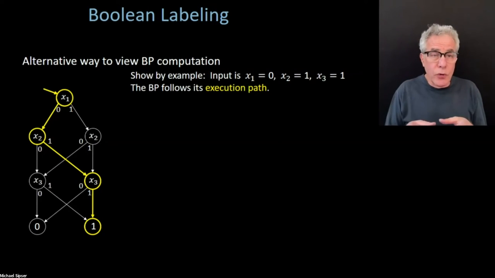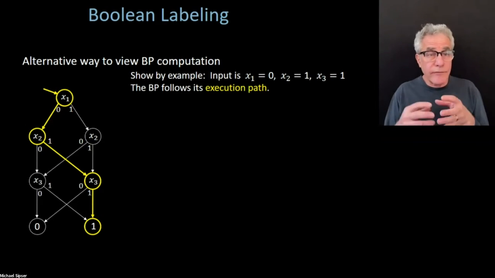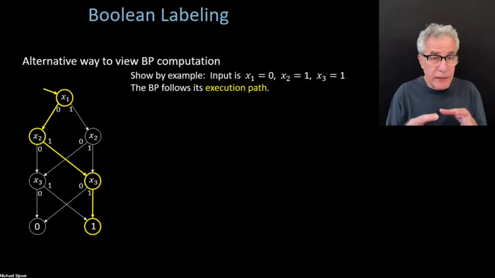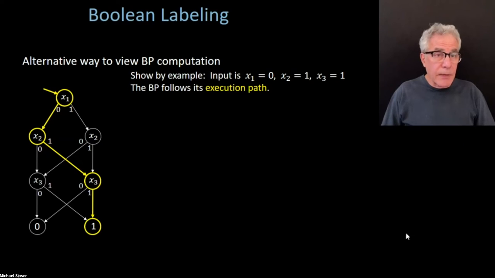So in order to move toward understanding what it means to run the branching programs on these non-Boolean values, we're going to have to get a somewhat different perspective on the computation of a branching program. So the standard perspective is that you take your assignment to the input, which is 0, 1, 1 for x1, x2, and x3, and use that to follow an execution path through the machine. So, x1 is 0, x2 is 1, x3 is 1, the output is 1. Okay, as I've indicated in yellow.